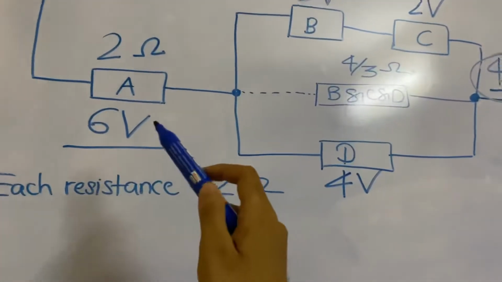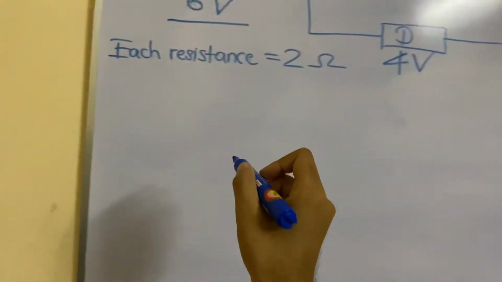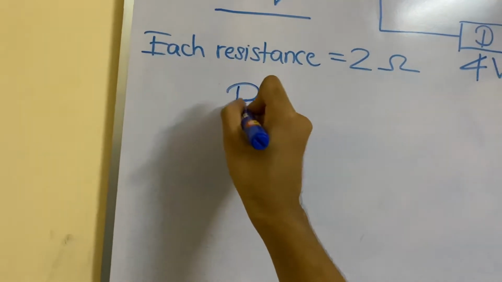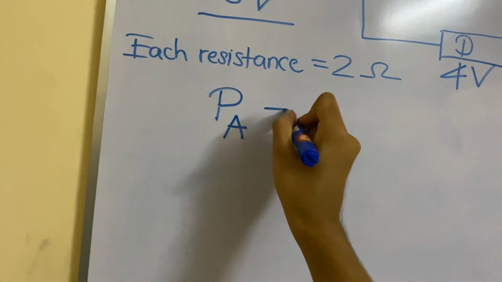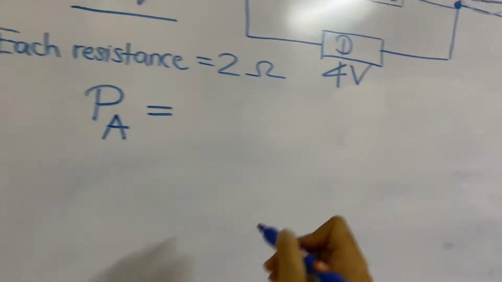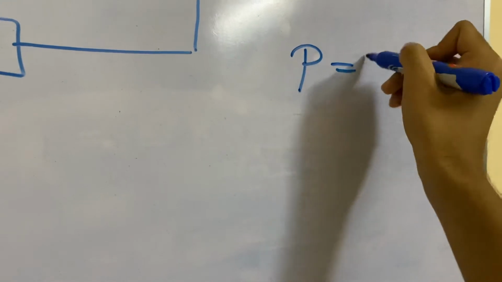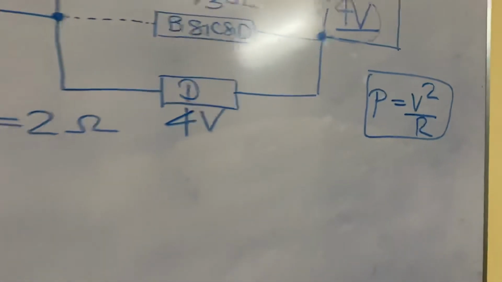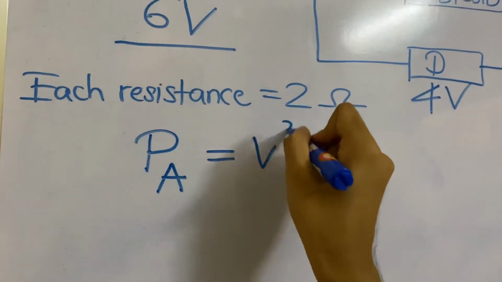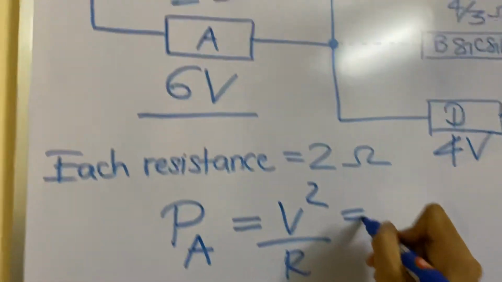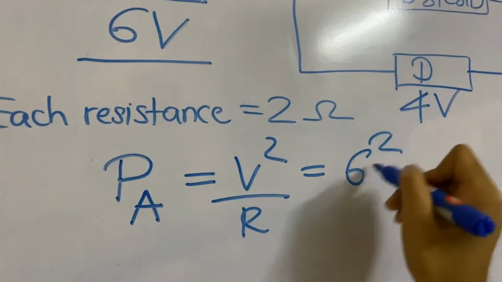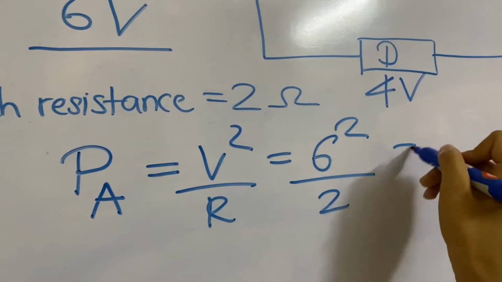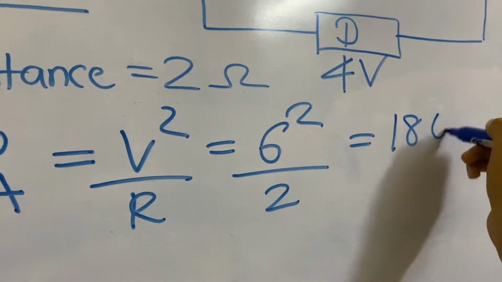We know the resistances. We can find the power dissipated in each of the resistances. Now the power dissipated in A, I'm going to use the equation V squared over R. In the earlier method I explained using the current divider method. So this is equal to V squared divided by R. The voltage is 6, so 6 squared divided by 2, 36 divided by 2, is 18 watts.